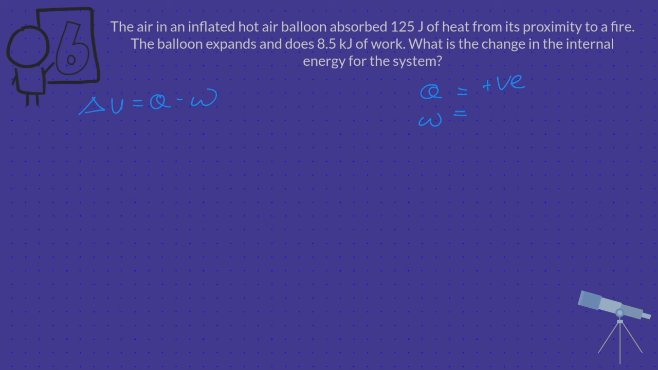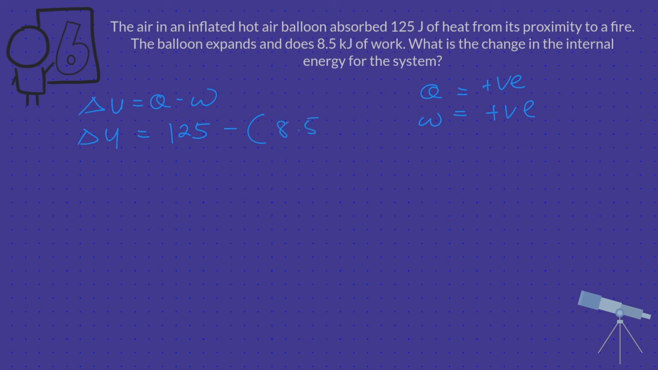And then moving on, it says that the balloon expands and does the work. So the balloon is actually the system. So the system does the work. Since the system does the work, your W must be positive as well. So delta U is equivalent to Q. Since your Q is positive, you just have to write 125 minus W.